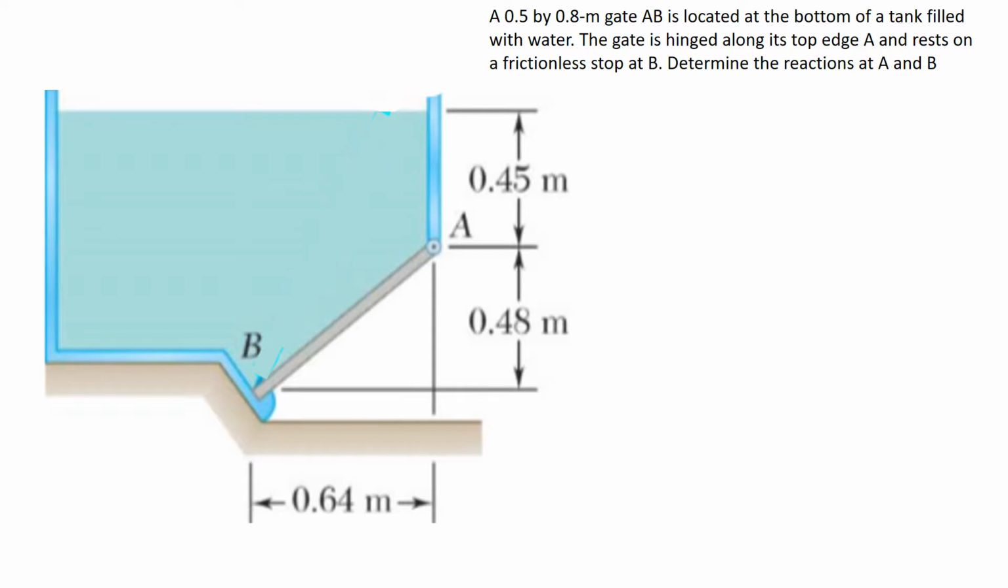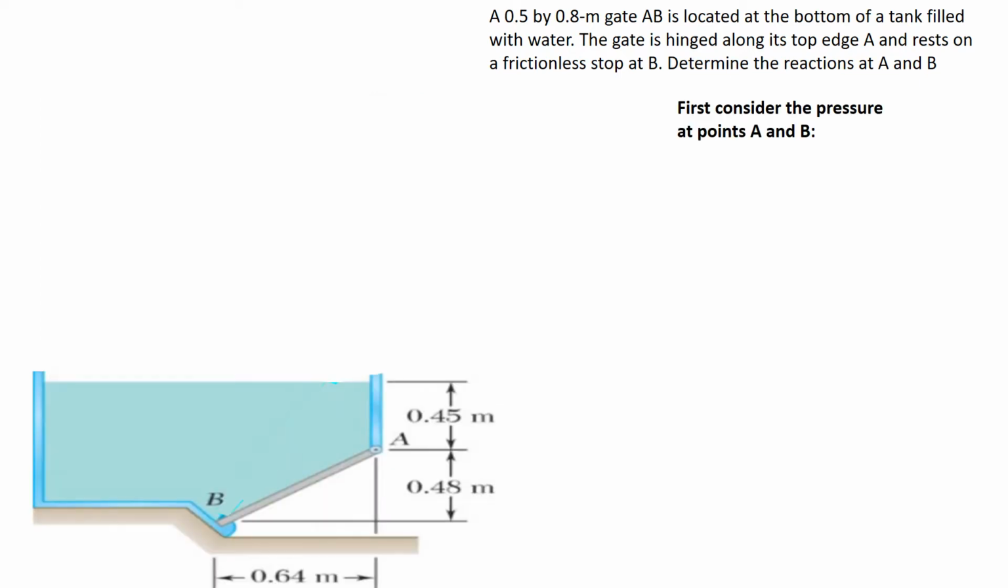Here's a gate. We have a 0.5 by 0.8 meter gate located at the bottom of a tank filled with water. The gate is hinged along the top edge, A, and rests on a frictionless stop at B. Find the reactions at A and B. How would you go about doing this? What does the distributed load look like?